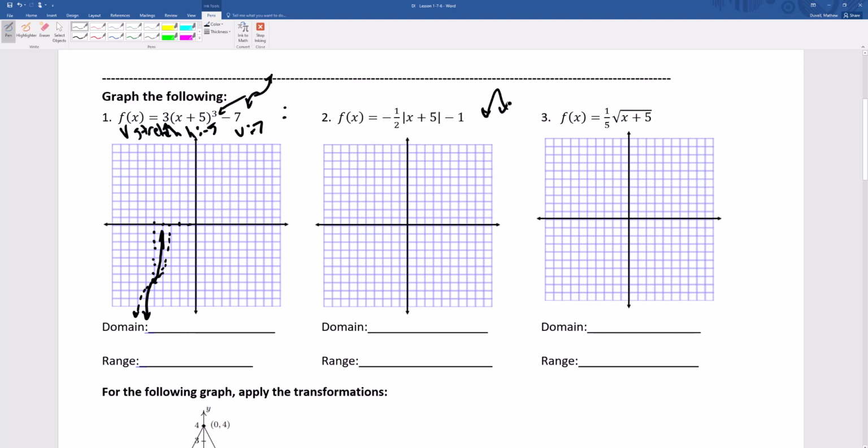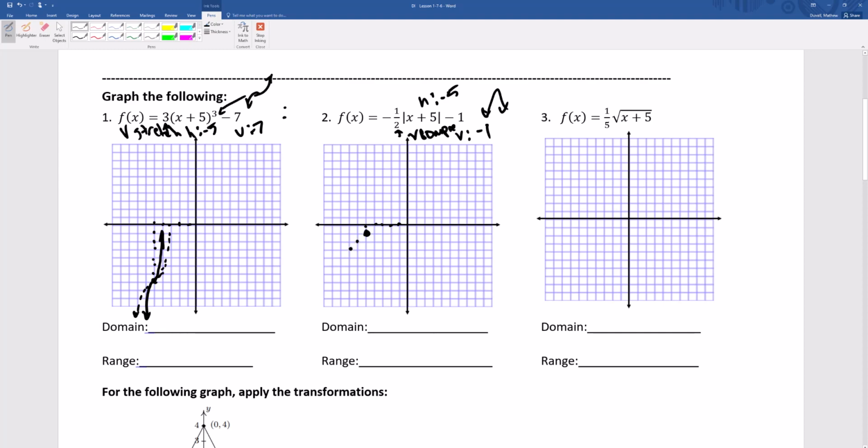We have a vertical compression. We have a horizontal shift of -5 and a vertical shift of -1. So it's a vertical compression. So moving it 1, 2, 3, 4, 5, down 1.